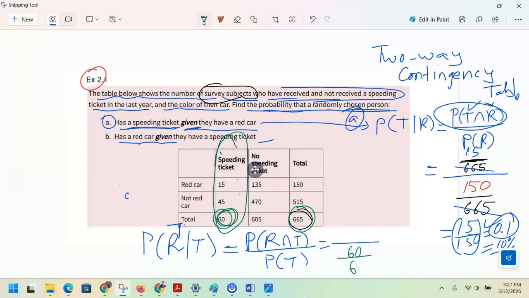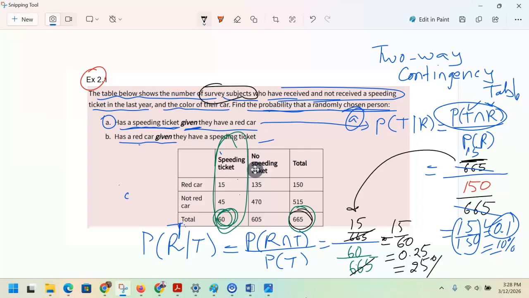So this is a relative probability, that means relative to 665. In the numerator, this black color, it will go right here. It is the same: 15 out of 665. So again, you can cross this out and you get 15 out of 60, which will be 0.25, and which is like 25%. I hope I made sense to you.